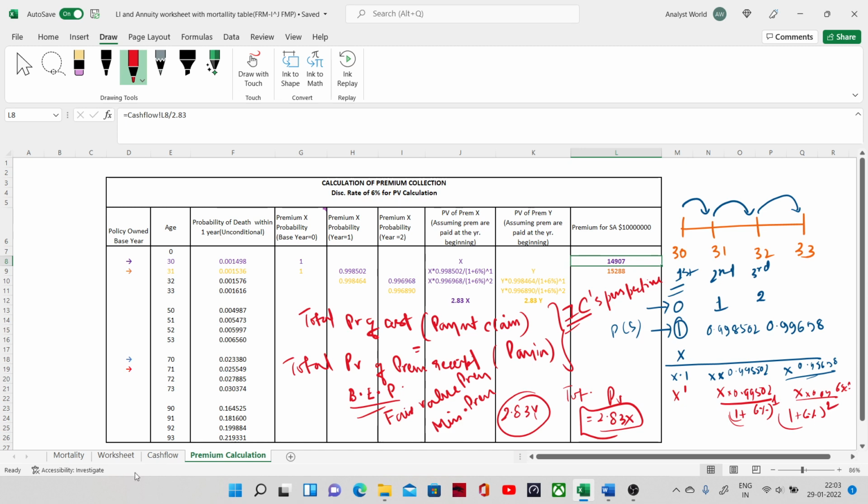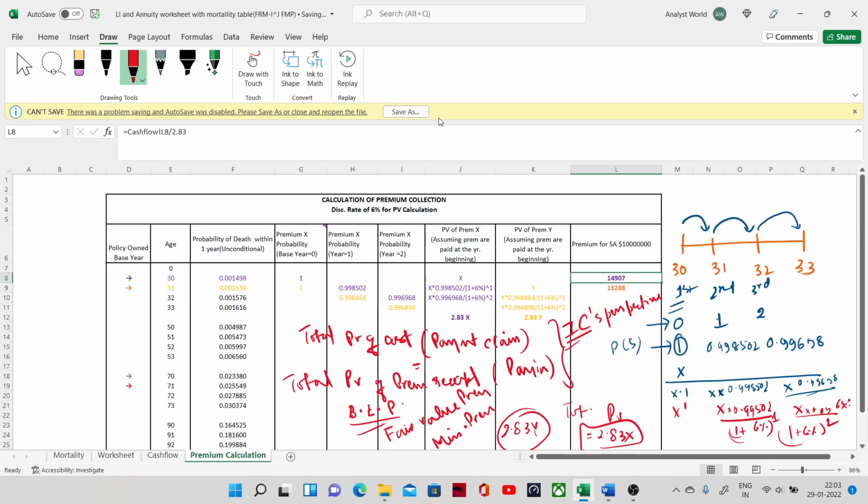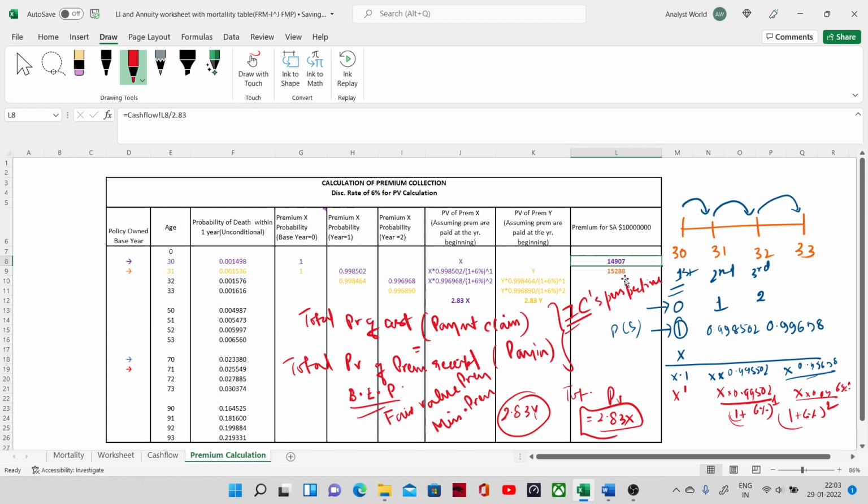The similar exercise for a 31-year-old person, against the total payoff of $43,264, the premium calculation happens to be 15,288. Watch how this has differed because of 1 year, although the sum assured or the policy amount remains 10 million for both these persons. So that is how this break-even premium has been calculated.